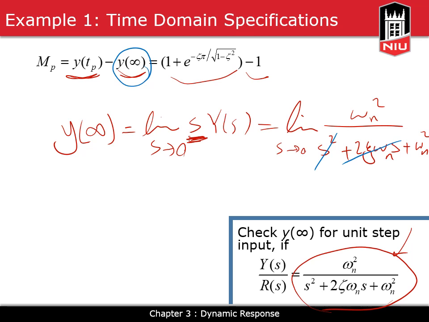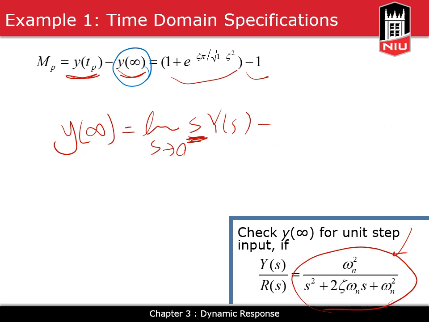Just to make sure, we can use the percent overshoot formula that we found earlier. Let me erase this so we can see the rest.